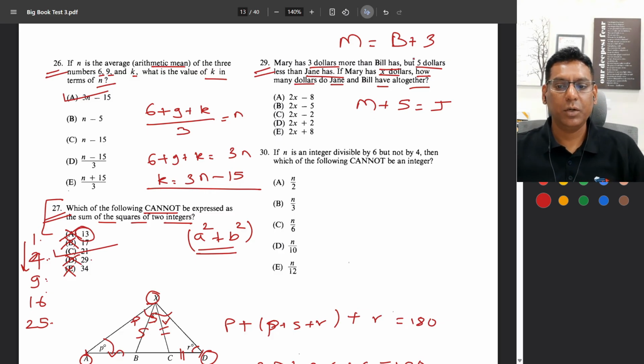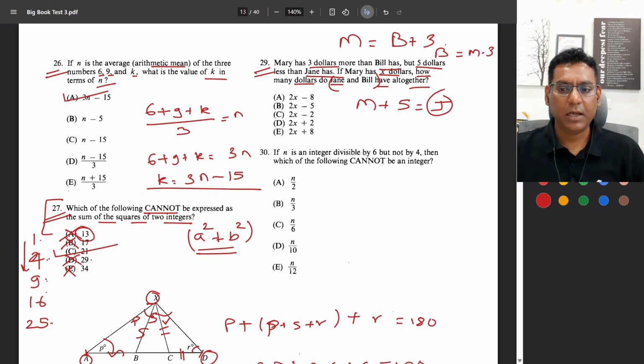Okay. So what do I have here? I need to find out J plus B, right? So let me write B in terms of M. I get B is equal to M minus 3. So I add J and B. I get M plus 5 plus M minus 3. Okay. What do I get? I get 2M plus 2. 2M plus 2. Answer is D.